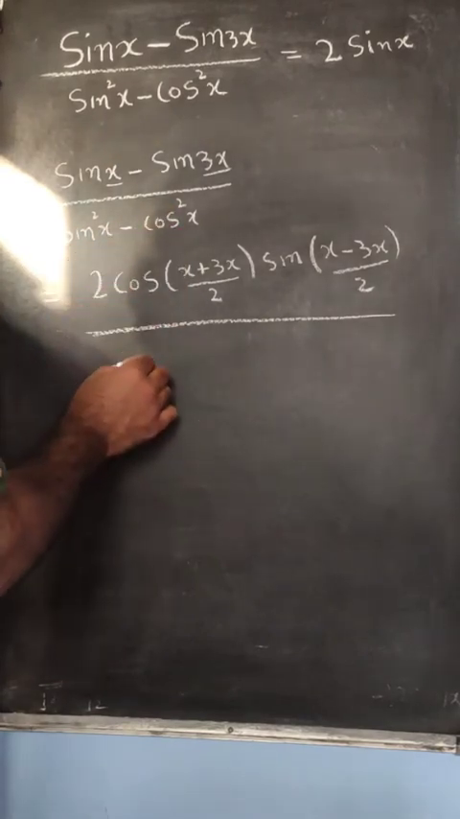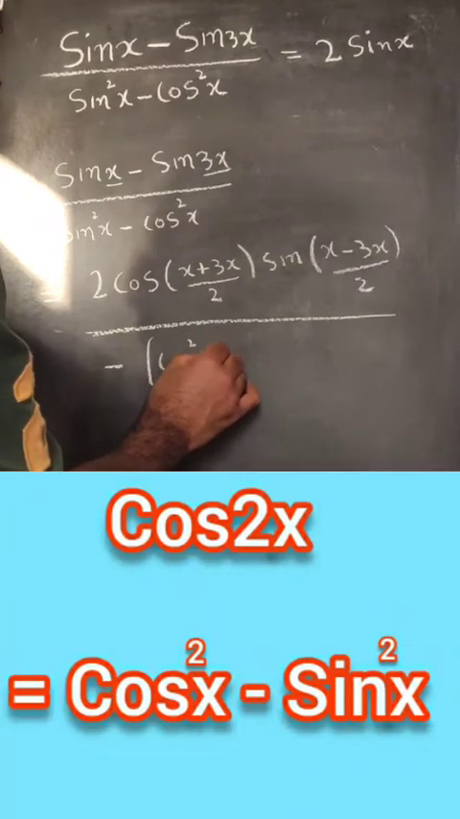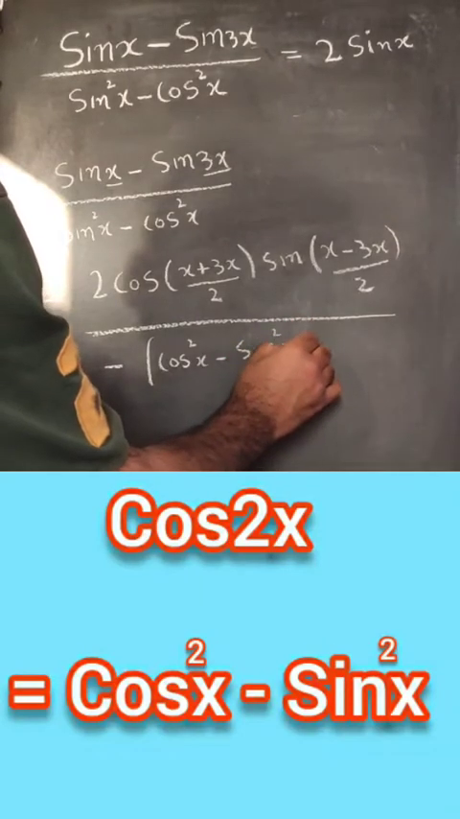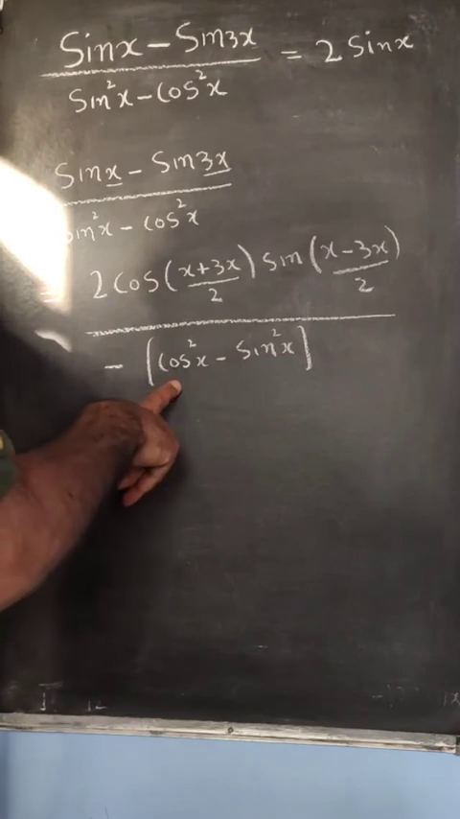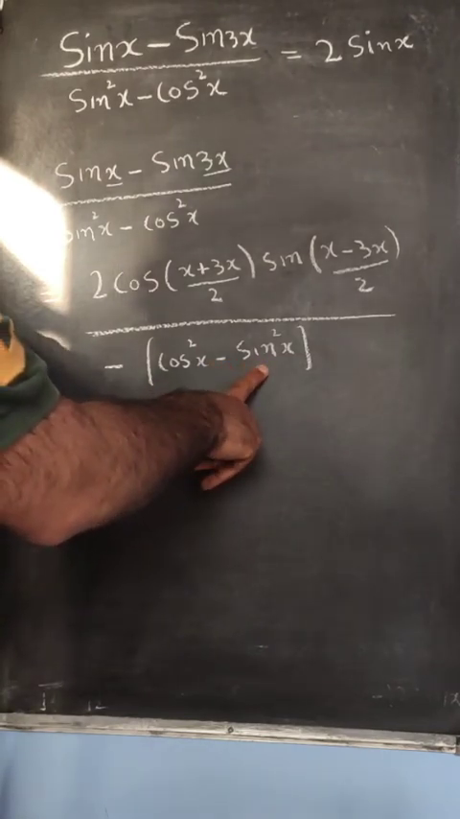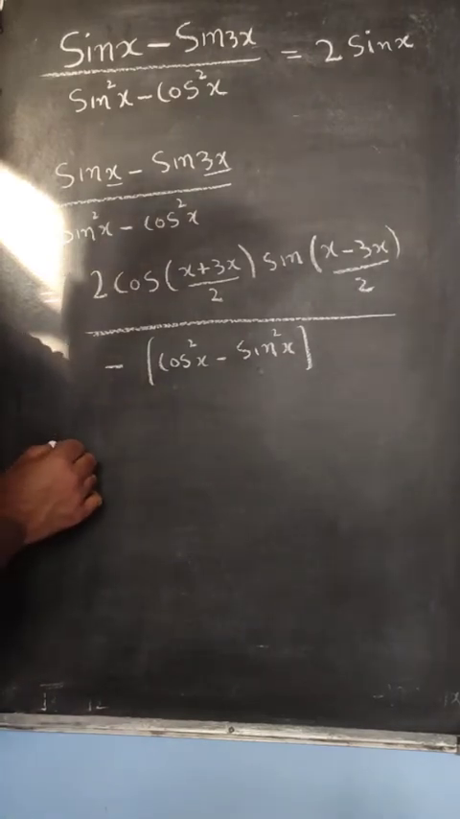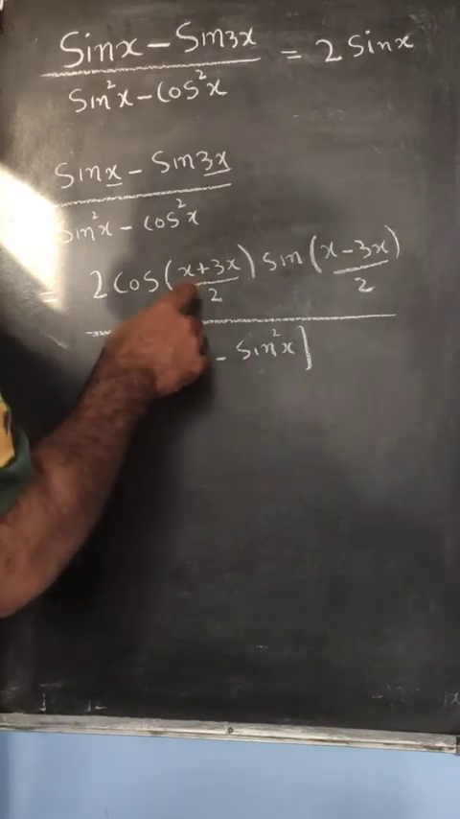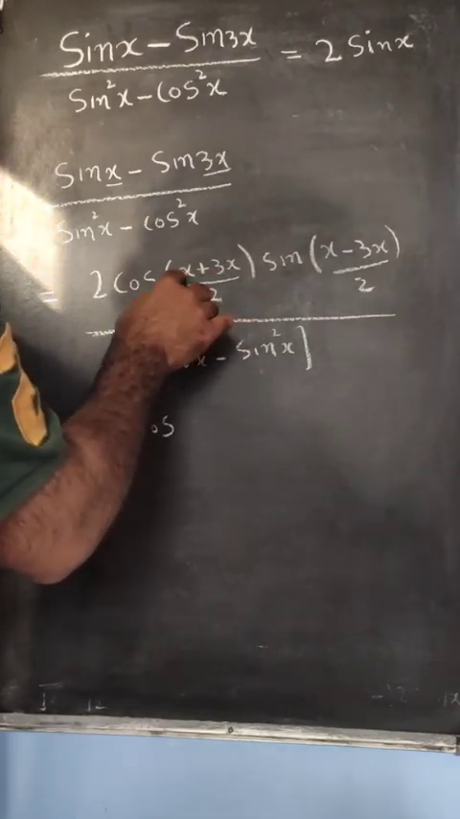We can write it as minus times cosine square x minus sine square x, because we know that cosine square x minus sine square x is equal to cosine of 2x. Now that is further equal to, we can write it is twice cos 3x plus 1x, that is 4x.